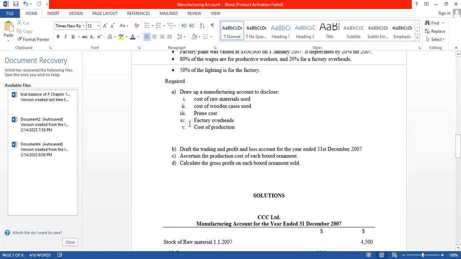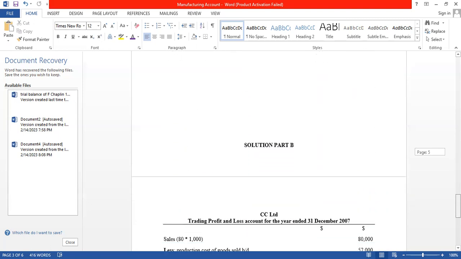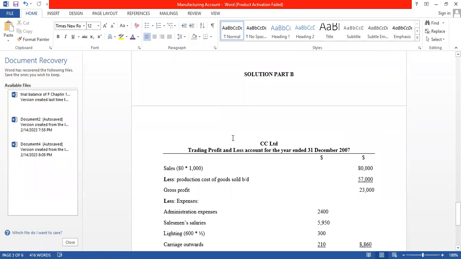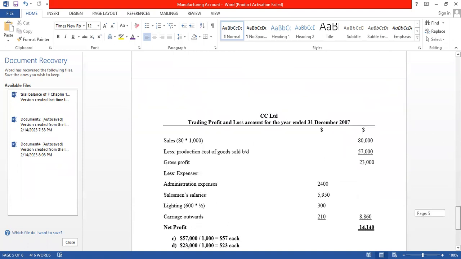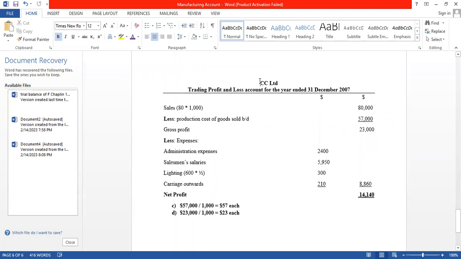Now, scroll back up to the question. See, A. That's the last thing they asked us to find in A on the manufacturing account. The second thing they told us to do, B, is to draft the trading and profit and loss account for the year ended the 31st of December 2007. And in that trading and profit and loss account, they said we should find the production cost for each boxed ornament, as well as the gross profit on each boxed ornament sold. So let us scroll down to the solution. I wrote solution part B here. So this is our, oh, this should be 3C.